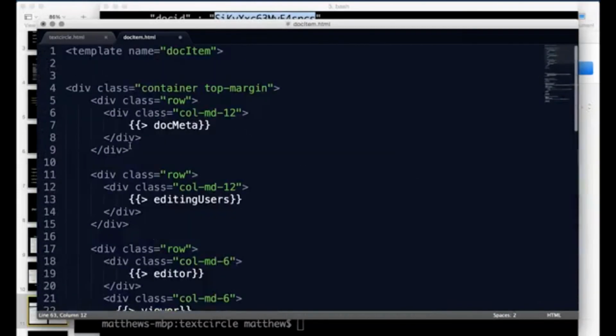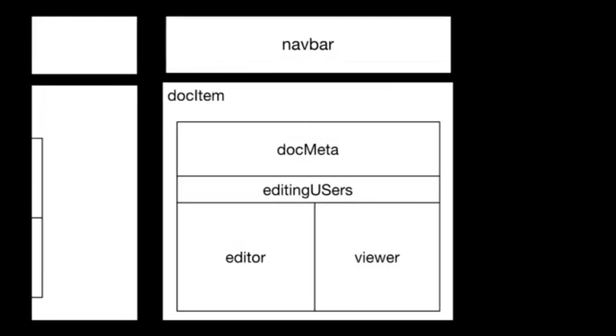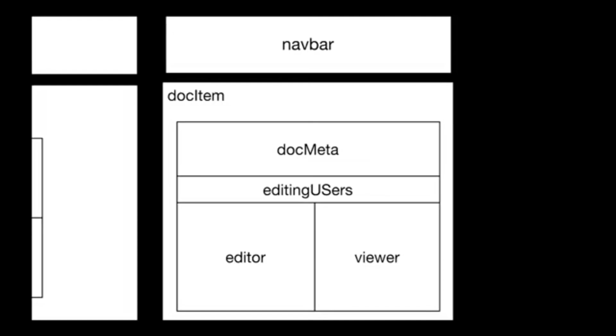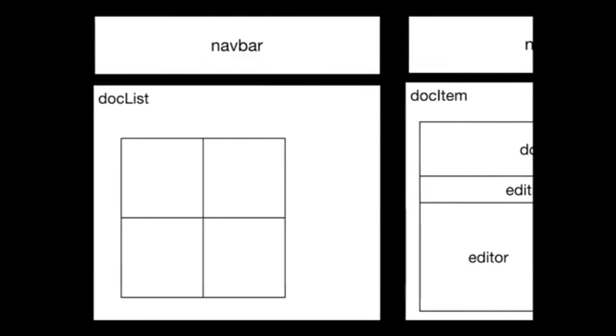Right, so what have I done there? Now I've got this doc item file that's got this doc item template, which is what I want. So if we jump back to this view here, I've now created a doc item template, which then calls in all the other bits that I need for my editor. So I've now made a module, if you like, which is my editor. The next step is to go over here and create this doc list template. So let's do that.